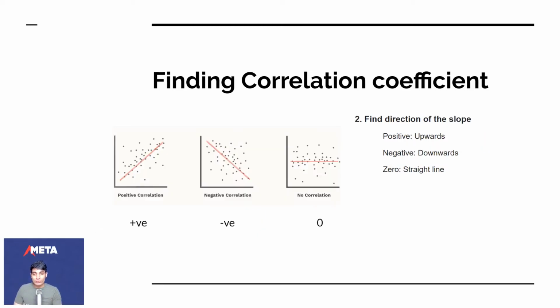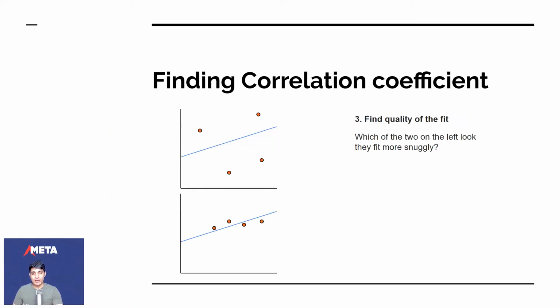Then what you do is you find the direction of the slope. If there's a positive correlation, it goes upwards. If there's a negative correlation, it goes downwards. If there's no correlation, it's a straight line, right? So positive, negative, 0. And this is quite easy to do, right? And we know in this case that it's a positive correlation.